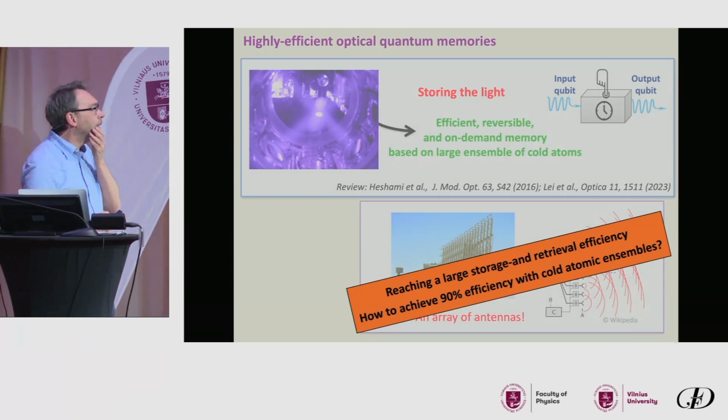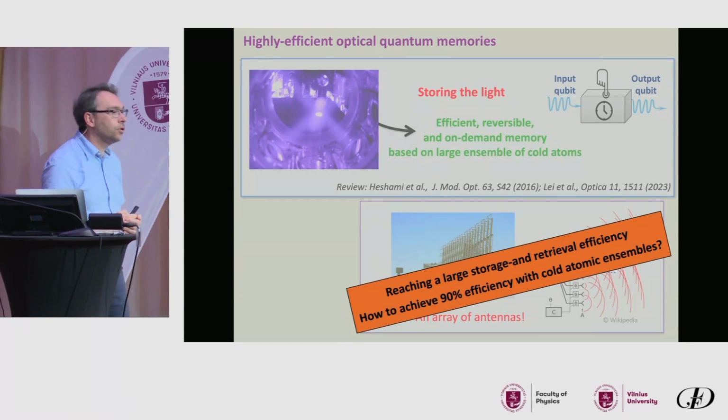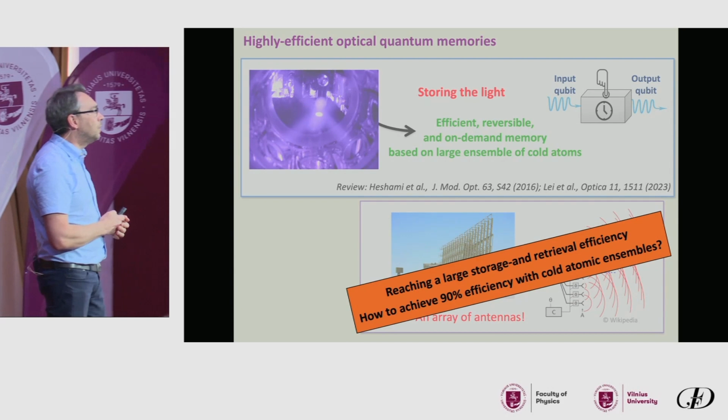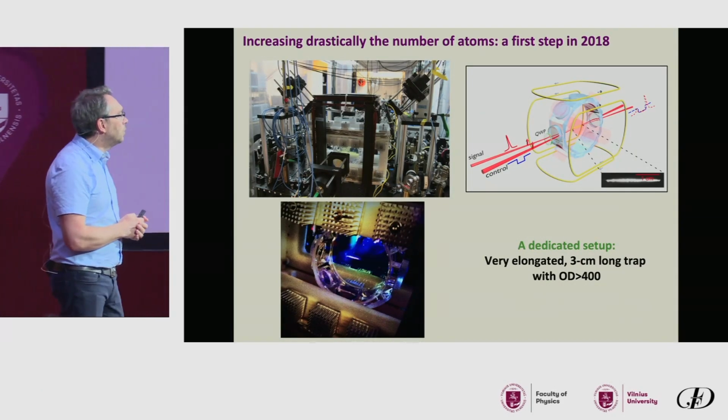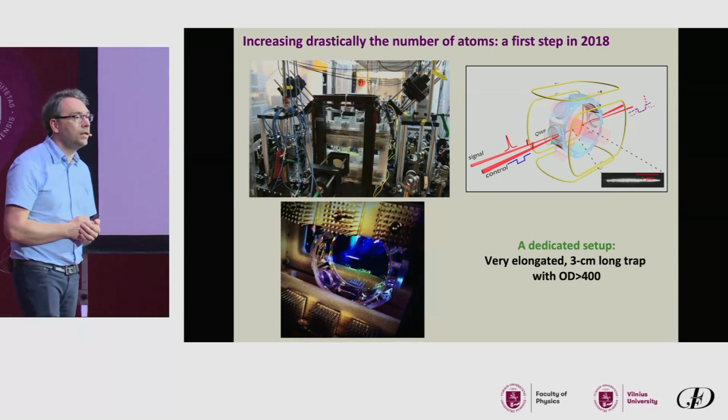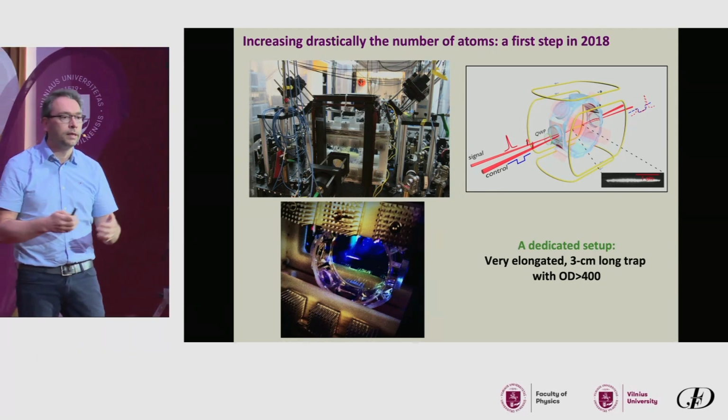So let me show how we can make with an atomic ensemble a 90% quantum memory. So 90% storage and retrieval. We did many experiments in the community over the last 20 years on quantum memories, pushing multiplexing.